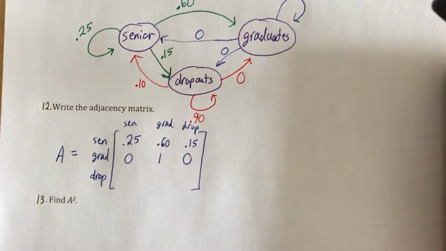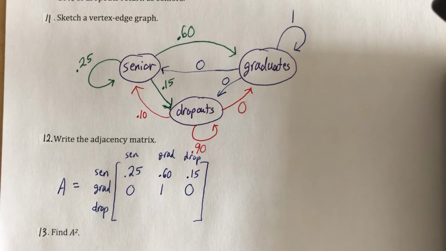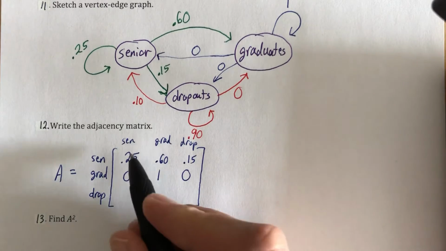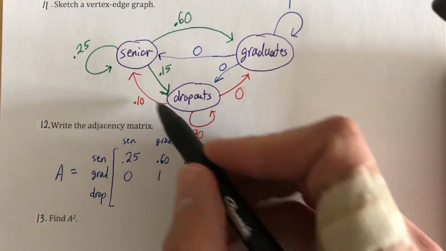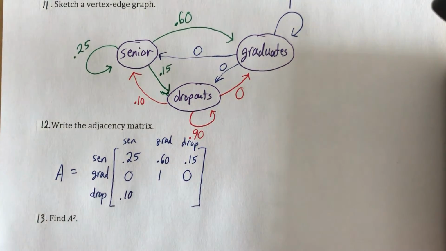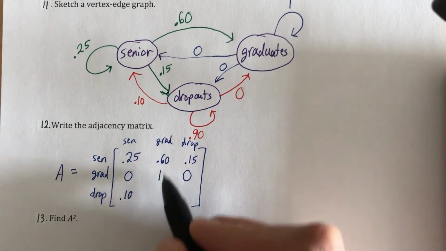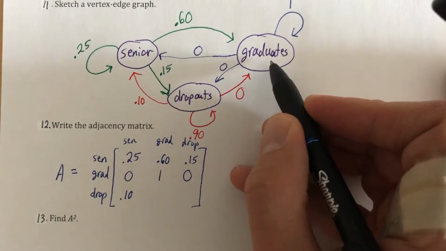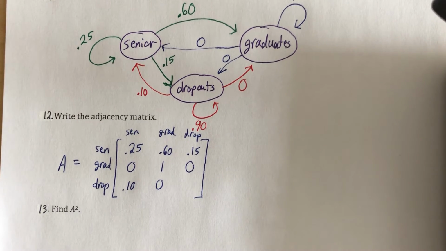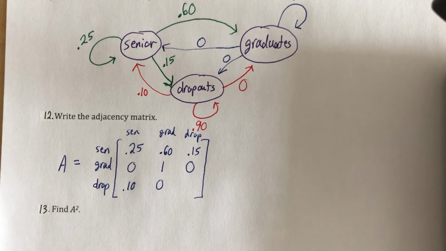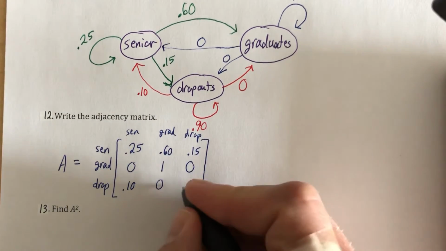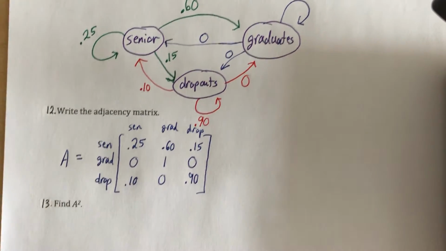We're just looking at what we call a vertex edge graph. And the full content of vertex edge graphs will happen later. Dropout that becomes a senior, that actually happens. They re-enroll 10%, so 0.10. Dropouts that graduate, dropouts don't graduate, not unless they take a different route first. You don't go from being a dropout to walking across the stage directly, right? Dropouts that become dropouts, they remain dropouts. There we go, 0.90. And we're going to find A squared.